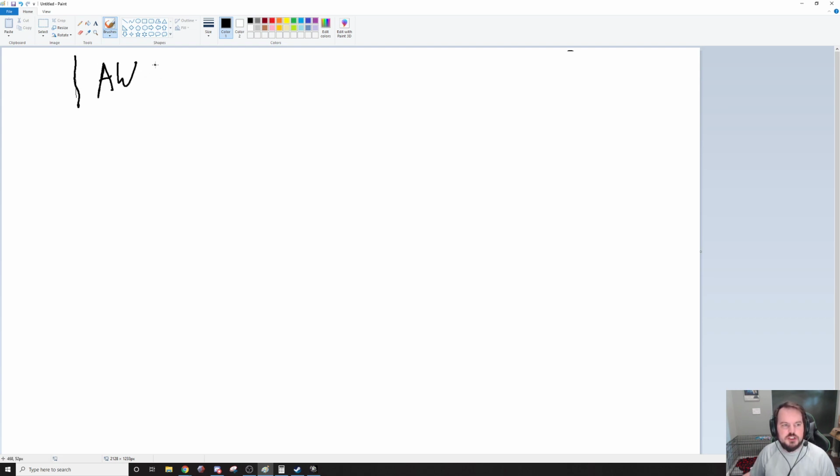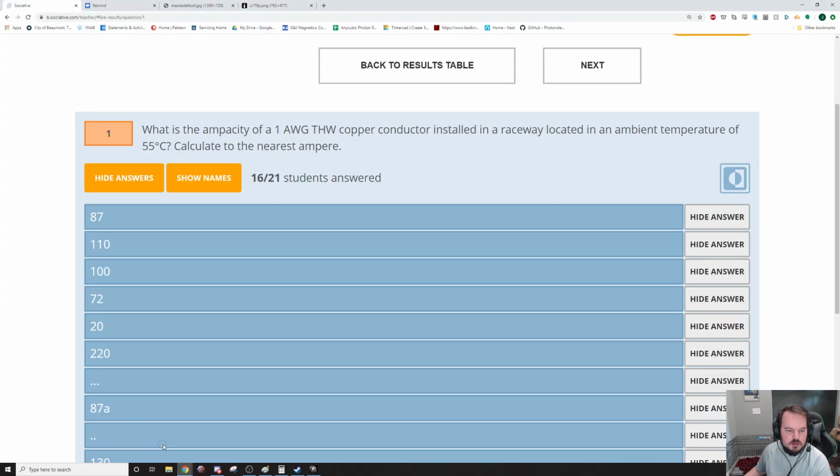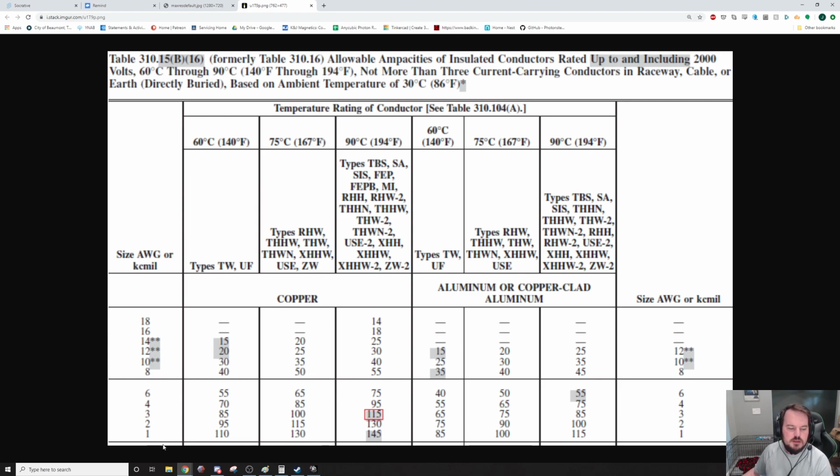So the important information from that question is 1 gauge and 55 degrees C. So 1 gauge. Whenever we look at this, you see that we have this chart, 315.B16.